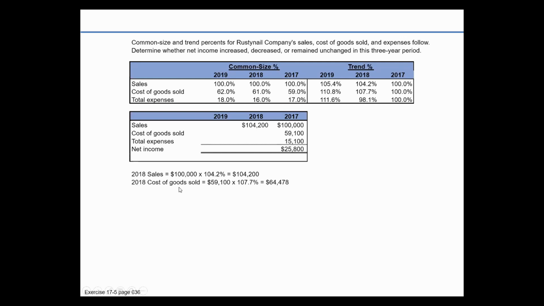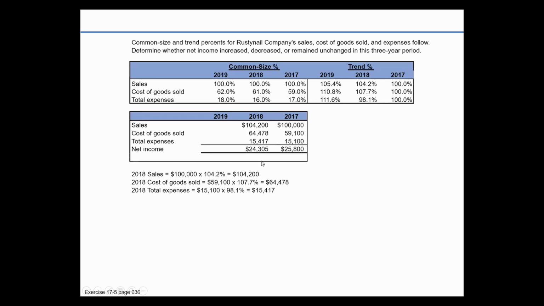And then cost of goods sold for 2018, you would take the base, which is 2017, so 59,100, multiply that by the trend percent in 18, which is 107.7%. That's going to give you the amount of cost of goods sold for 18, 64,478. Same thing here with the total expenses. So we have in the base year was 15,100, multiply that by 98.1, because that's what the percentage was for 18. That's going to give you the amount.